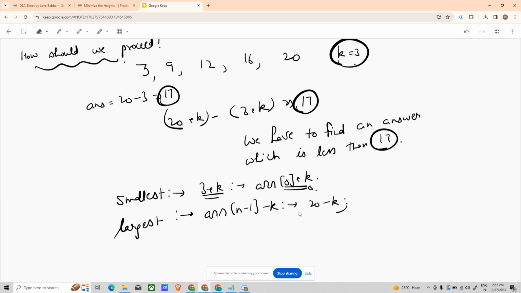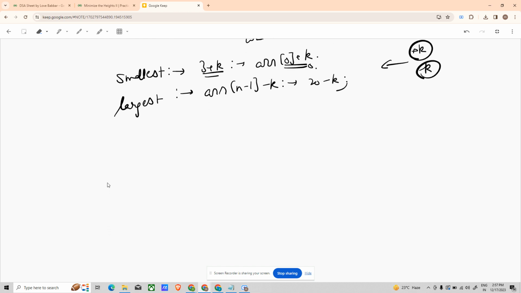I assume this. The smallest tower is of height 3 plus k, and the largest tower is of height ARR of n minus 1 minus k after modification, right? I have to minimize the difference, so that you were correct above, that you have to add to the smallest and decrease from the tallest. So that's what I have done here. Okay, I say run a loop. Run a loop and check at every step what is the smallest and largest you can achieve. All right, that is what I want to say, that the for loop is running.